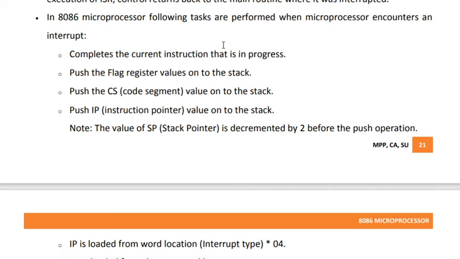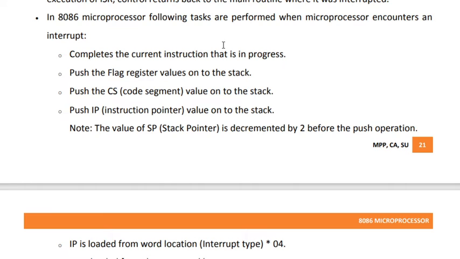So we'll again repeat it. Once the interrupt takes place, the 8086 microprocessor performs a sequence of actions. It completes the execution of the current instruction, then it pushes the content of the flag, CS and IP onto the stack in order to ensure that once the execution of the ISR is over, it can return back to the main routine. Then, once the content of the flag, CS and IP are pushed onto the stack, IP is loaded with the address of the ISR.